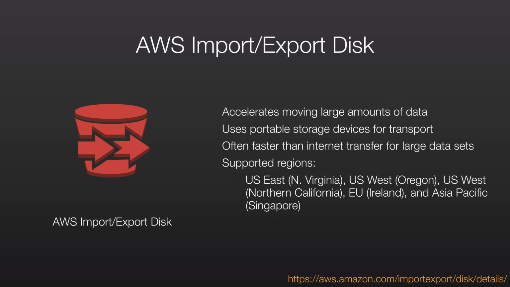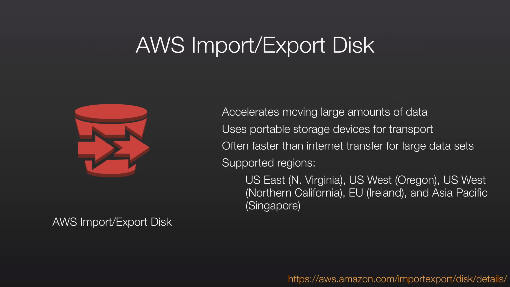So what happens here is, in the case of import, you will place your data onto a storage device, a supported storage device. You will dispatch that to us using a physical courier, and we will then transfer your data directly off your storage device using Amazon's high-speed internal network, bypassing the internet and offering very significant performance. So for large data sets, AWS Import-Export Disk is often faster than internet transfer and more cost-effective than upgrading your connectivity for one-off transfer operations.